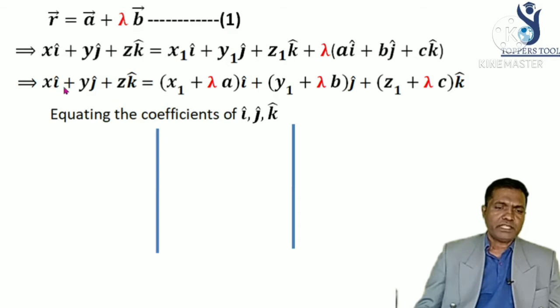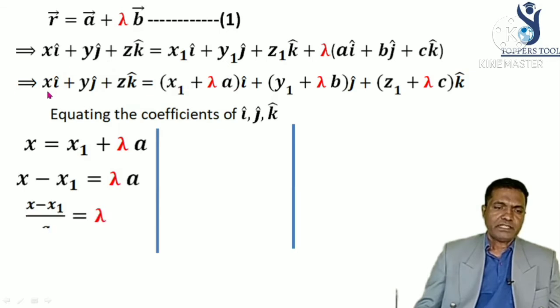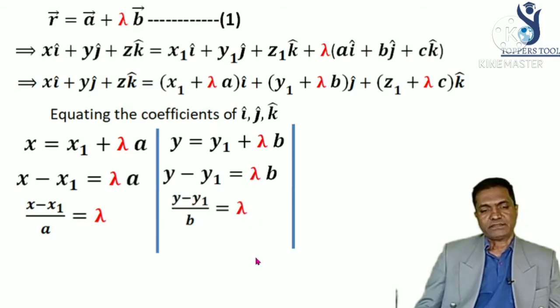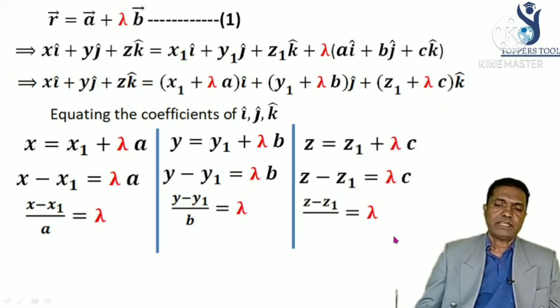So what is the coefficient of i here? x, and here the coefficient of i is this. So let's equate x is equal to x1 plus lambda a and simplify in this way. x minus x1 is equal to lambda a. So a brings down, so x minus x1 by a is equal to lambda. Similarly, equate the coefficients of j cap. So what will you get? This. And one more last thing, that is equate the coefficient of k cap. So you will get this. These are nothing but what are called the parametric equations of the line.